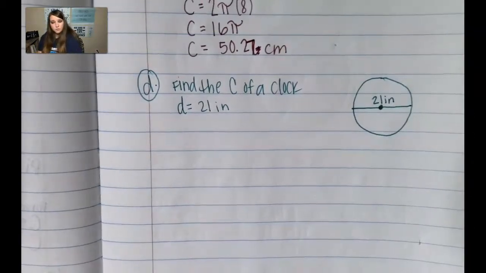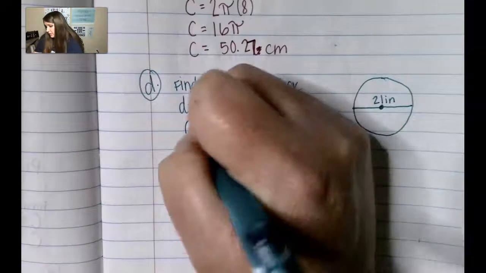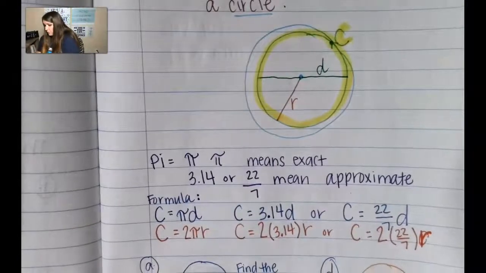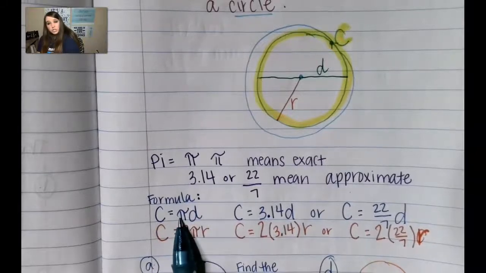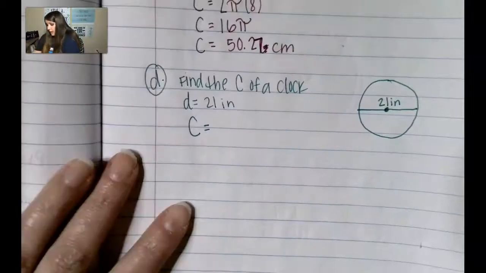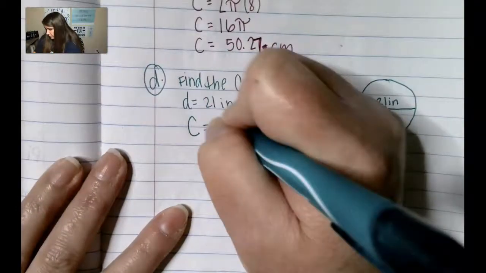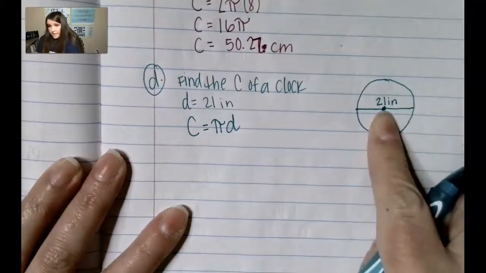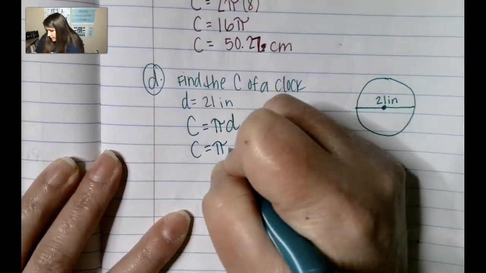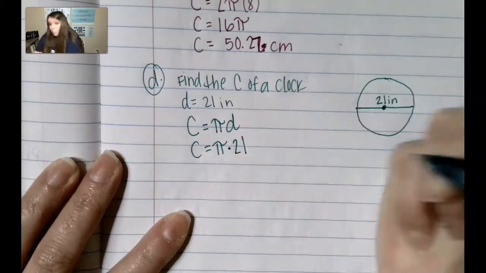We're going to use the formula for finding circumference when we have the diameter. So when we have the diameter, it is just pi times the diameter. So pi times diameter. And our diameter is 21, so circumference equals pi times 21.